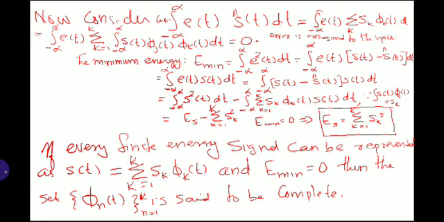So for minimum energy, E min is equal to integral minus infinity to infinity E square of t. So E of t into S of t minus S cap of t. So we have seen that integral minus infinity to infinity E of t into S cap of t is 0. So we use that. So it is E of t into S of t. Substitute S of t minus S cap of t as E of t. So we'll get this as integral minus infinity to infinity S square of t dt minus integral minus infinity to infinity sigma k Sk phi k of t into S of t. We have substituted for S cap of t.